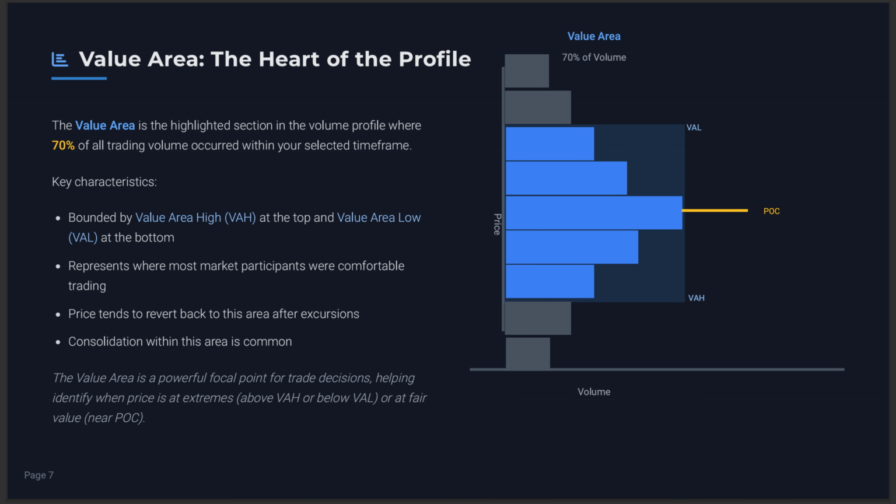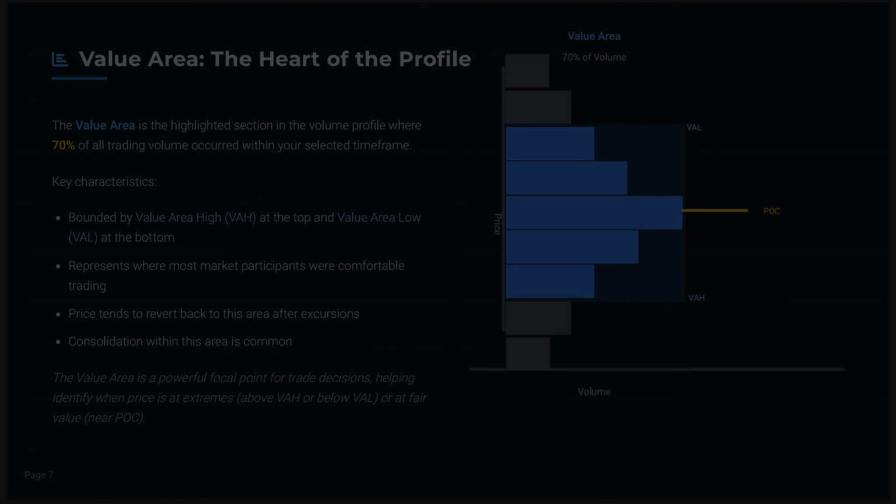Even when price breaks out of the value area, it frequently returns to retest these levels before making its next major move. Understanding the value area is like having a roadmap of where the market considers prices to be normal. Everything outside this zone is abnormal and likely to revert.